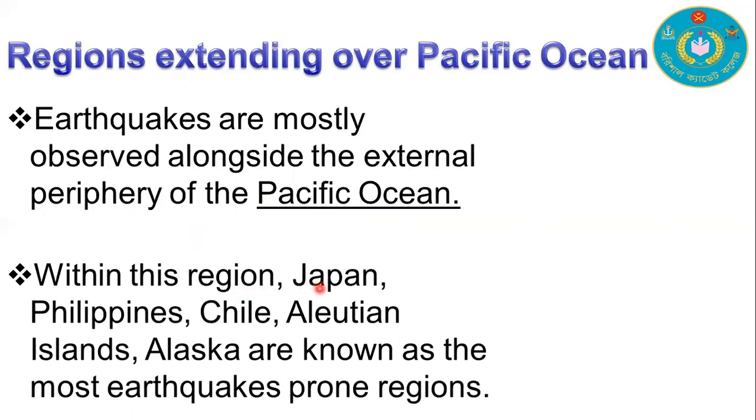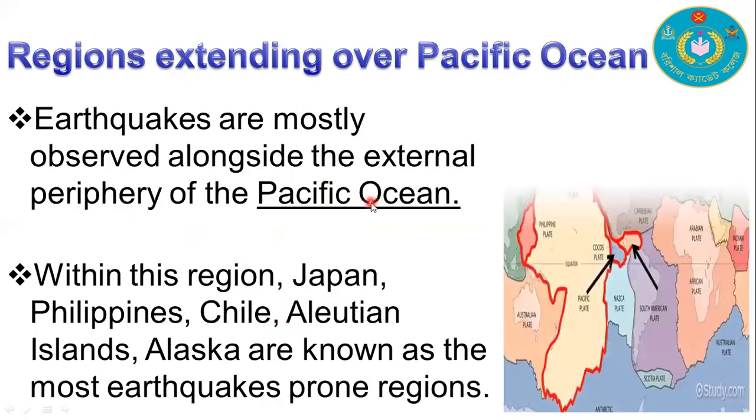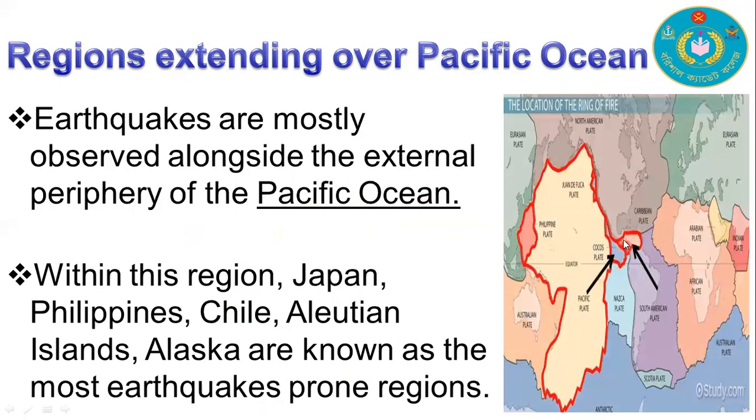Within this region, Japan, Philippines, Chile, Aleutian Islands, and Alaska are known as the most earthquake-prone regions on earth. That means these regions or zones are included in this region. And you can see these are the places here, and above all, this region is called the Ring of Fire.